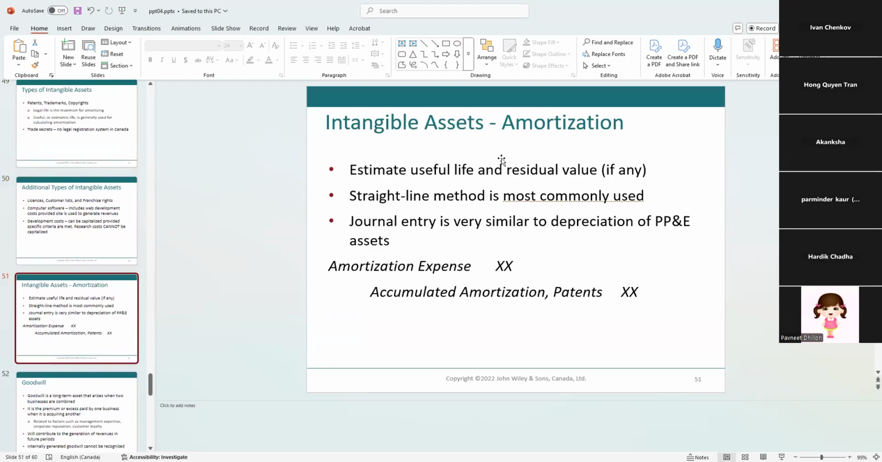Intangible assets are also subject to amortization now. The tangible are subject to depreciation, intangible to amortization. Again, we need estimated useful life and residual value. Usually the residual value here is 0. And the most common method is straight line method. So estimated useful life divided by number of years. And the journal entry will again be similar: amortization expense, accumulated amortization.